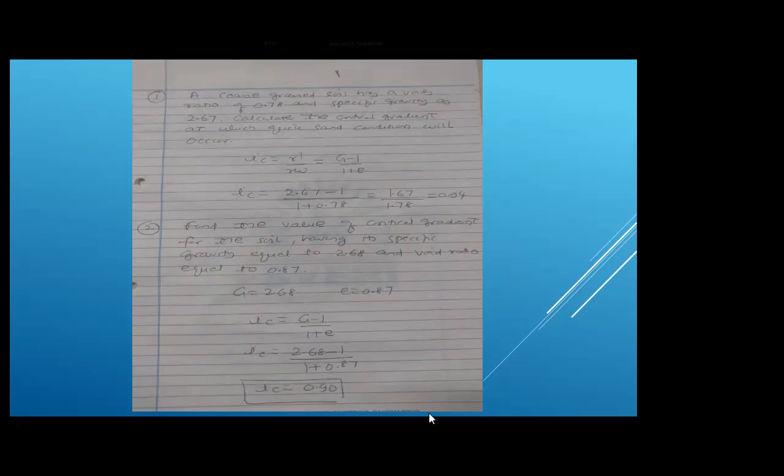0.94. Got it? Next. Find the value of critical gradient for the soil having specific gravity equal to 2.68 and void ratio 0.87. Please do it yourself. Without seeing, you do it, you will find it. Same problem. And remember, this has been asked many times in MCQs.